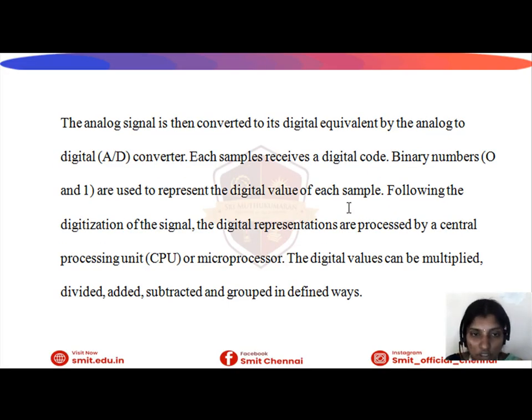The analog signal is then converted to the digital equivalent by the analog to digital converter. Each sample receives a digital code. Binary numbers, zeros and ones, are used to represent the digital value of each sample. Following digitization, the signal representations are processed by a CPU or microprocessor. The digital values can be multiplied, added, divided and subtracted and grouped in defined ways.